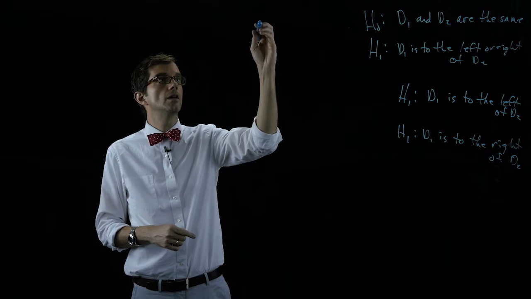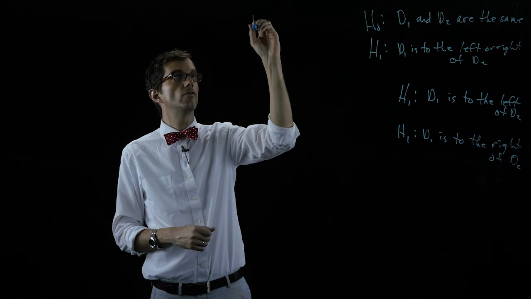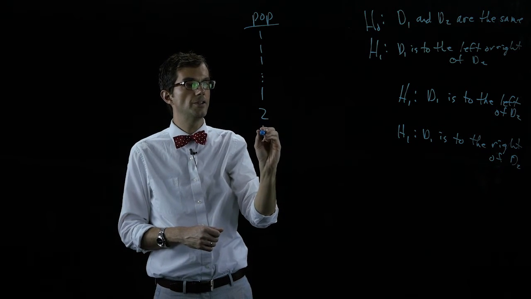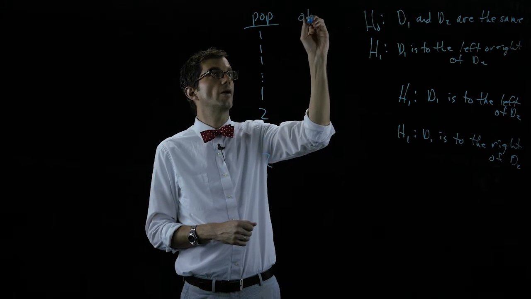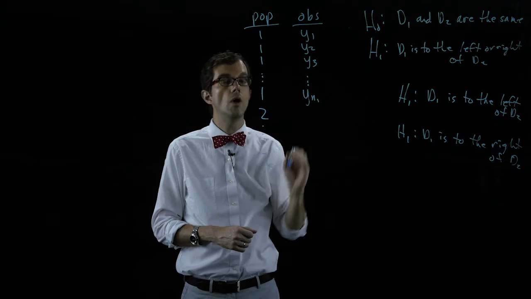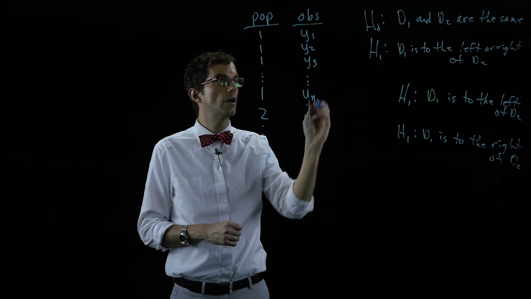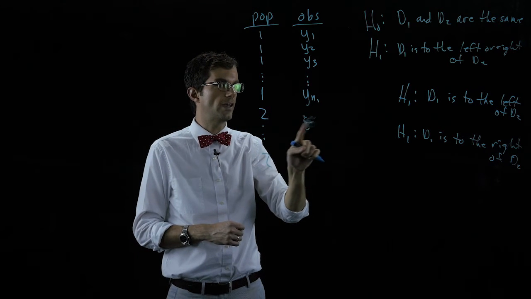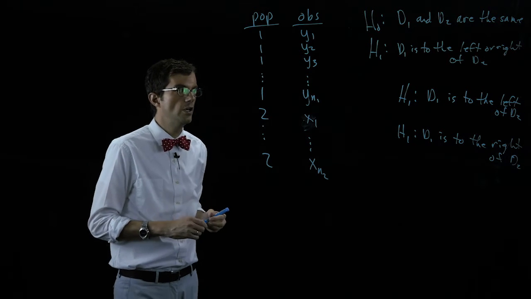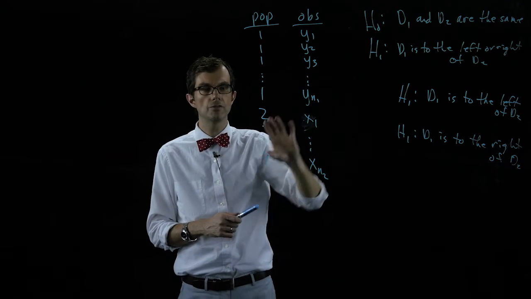Well, first we have y sub i observations. So for population 1 and population 2, we have a series of observations. We have y1, y2, y3, y sub n1. So we have n sub 1 observations from population 1. Let's call this x: x1 all the way down to x sub n2. So we have n1 observations from population 1, n2 observations from population 2.